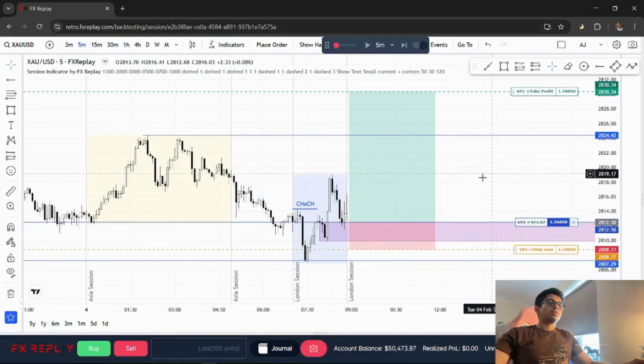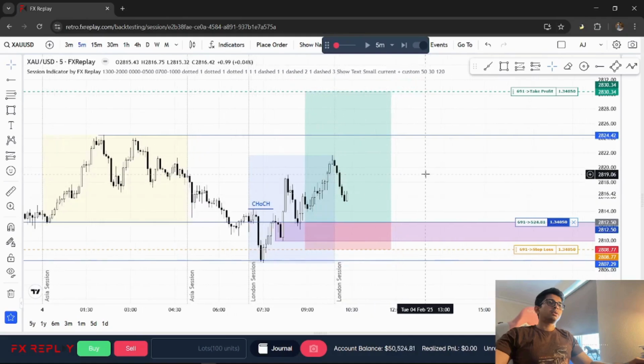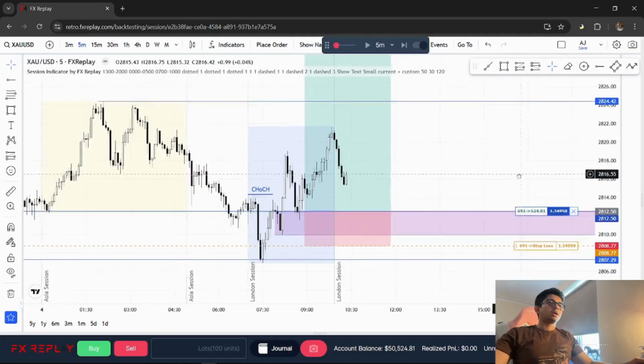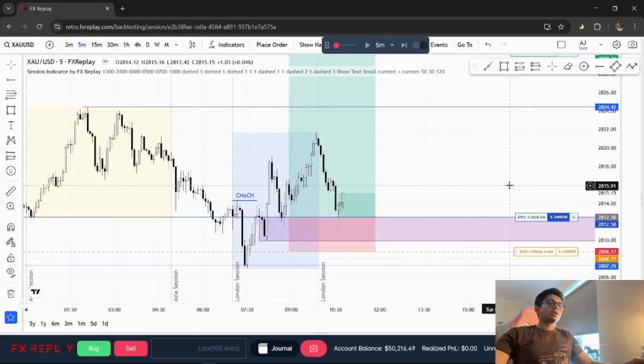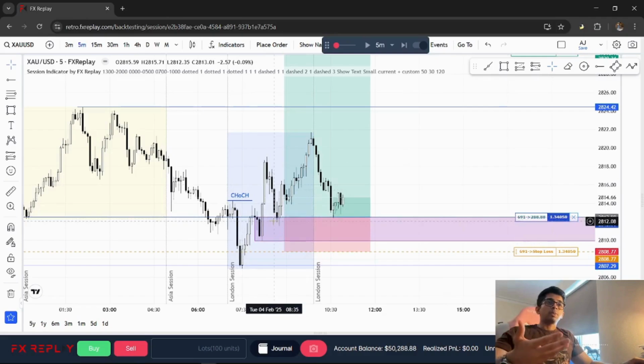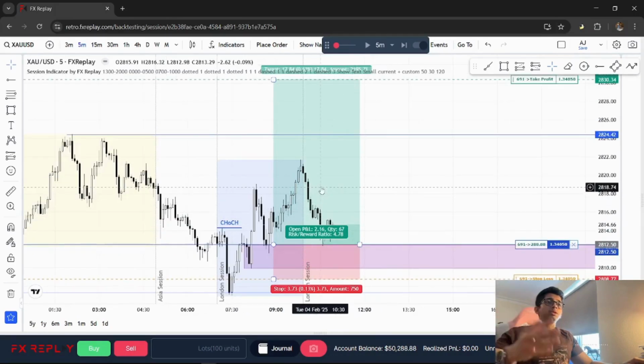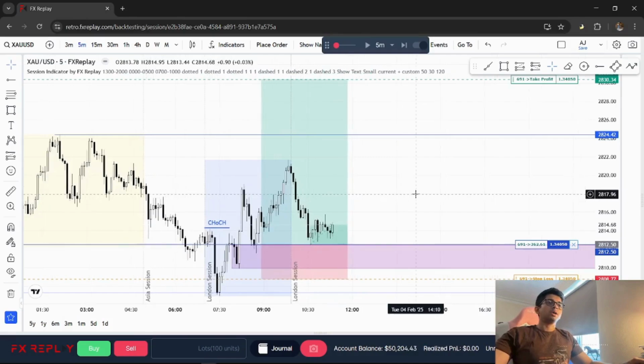There we go. We're tagging. Okay, we're seeing a pullback. Another thing I would like to share with you guys about gold specifically is that once gold taps into specific demand or supply, it usually likes to come back again and tap back, then continue higher. Let's see if it wants to continue higher here.